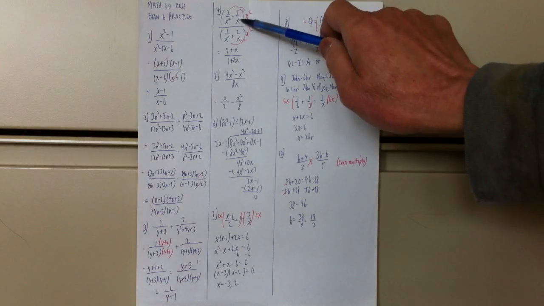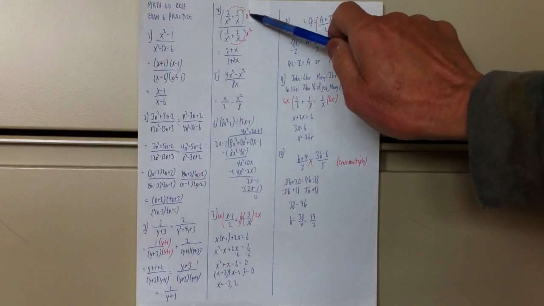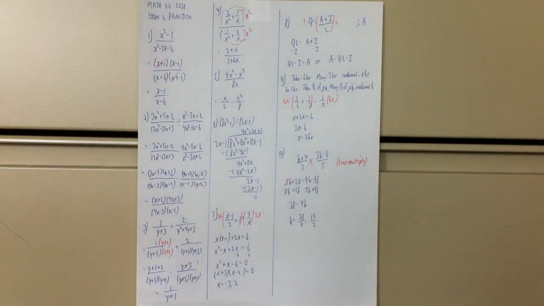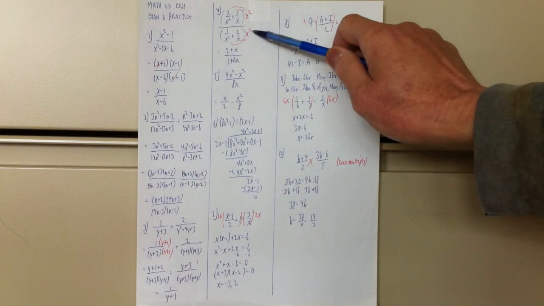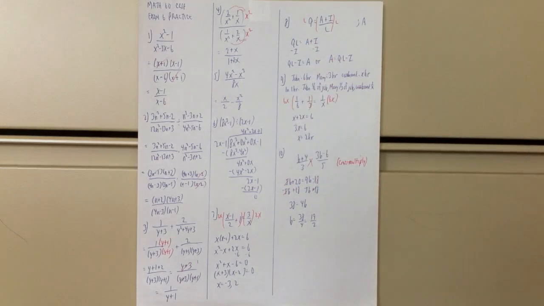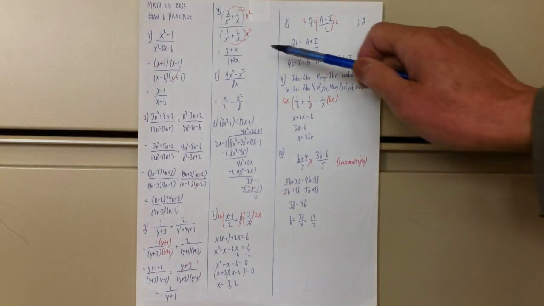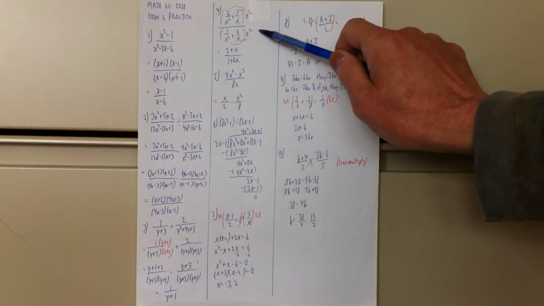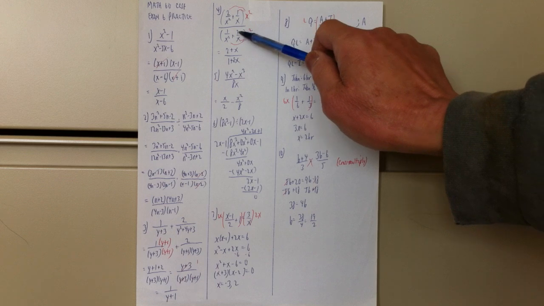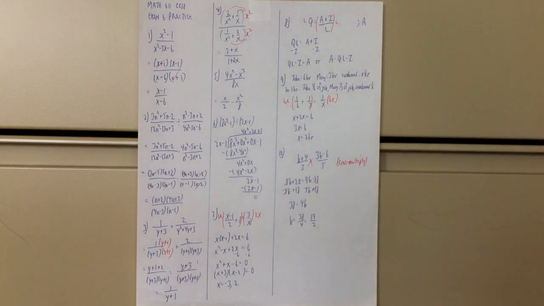X squared times 1 over x, this x will cancel this x, but that leaves me one more x times the 1 is x. Then over here, x squared times 1 over x squared, well, the x squareds just cancel out, leaving me with a 1. And 2 over x times x squared, one of these x's will cancel one of these x's, and then I just have an x times a 2, or 2x. So my answer is 2 plus x over 1 plus 2x.